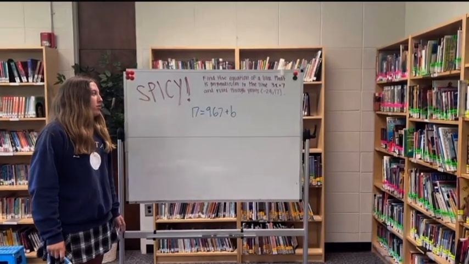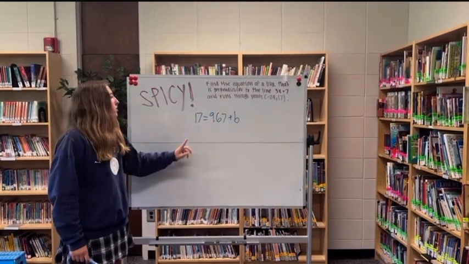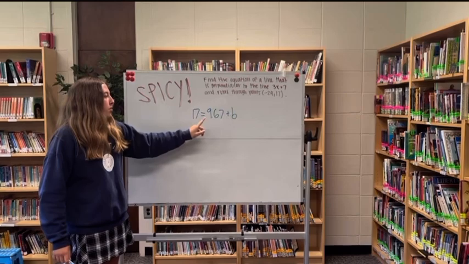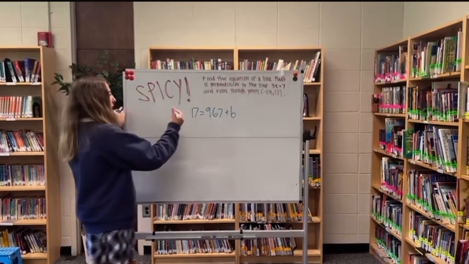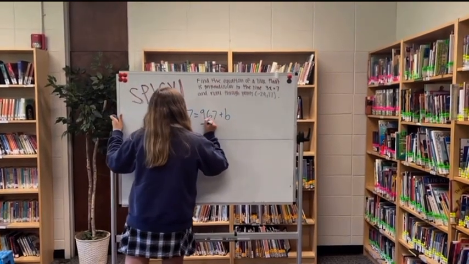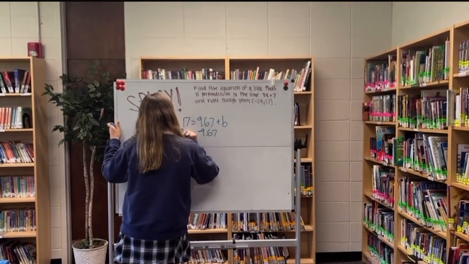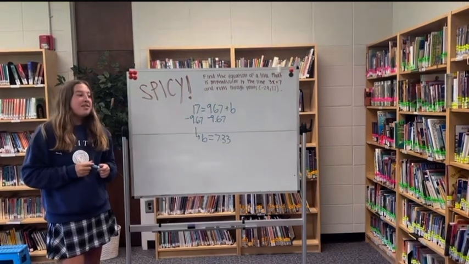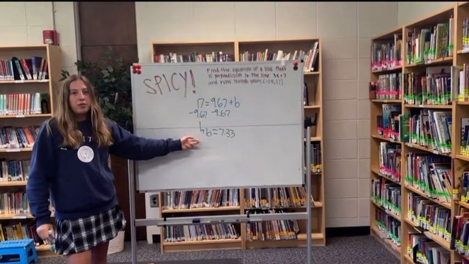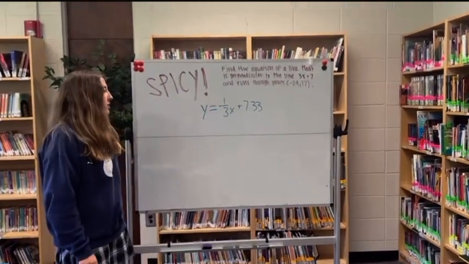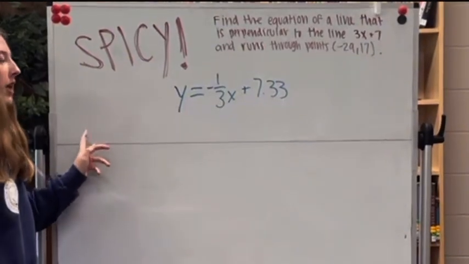Now when we multiply negative 1/3 and negative 29, we get 9.67. So now we have 17 equals 9.67 plus b. So now we'll subtract 9.67 on both sides. So now we have b equals 7.33. So for our final equation, we have y equals negative 1/3 x plus 7.33.